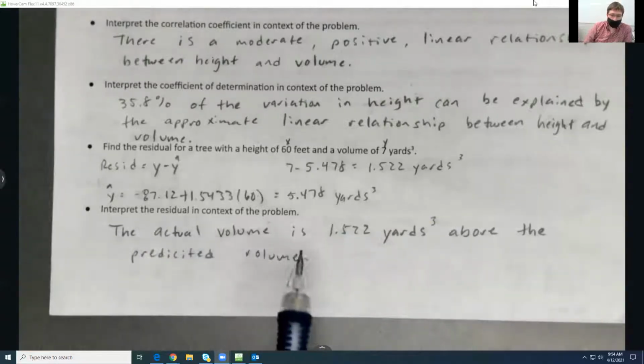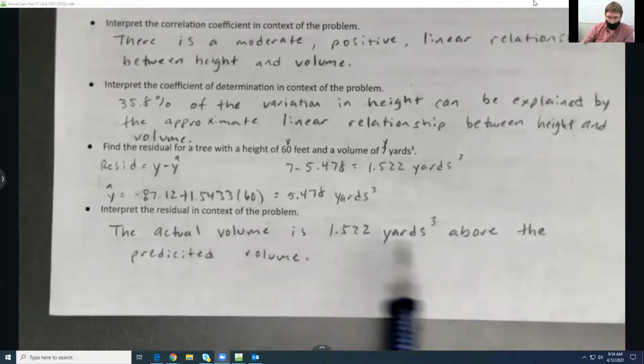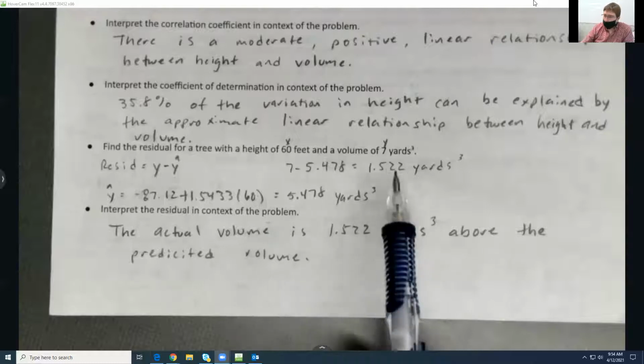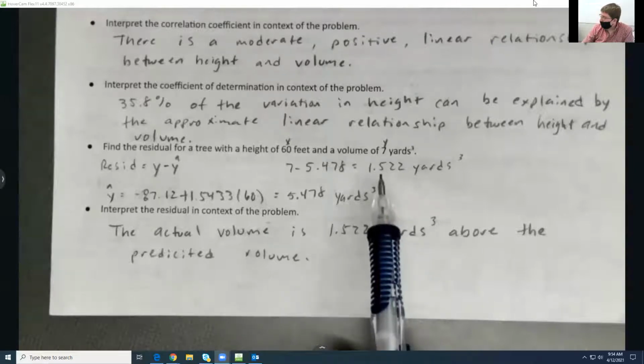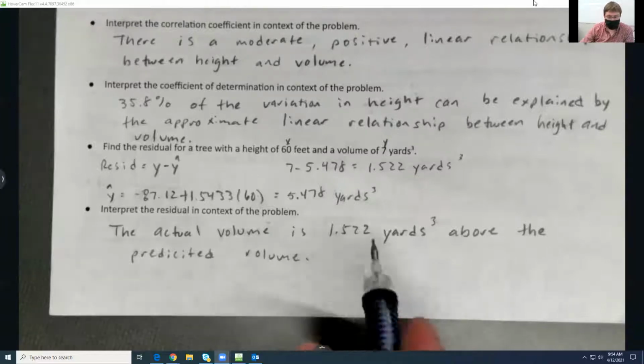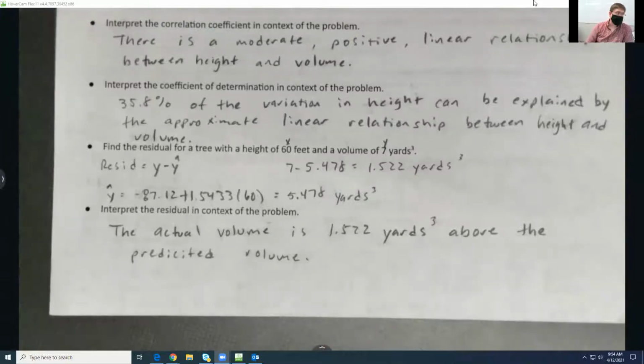The actual volume of the tree was this much more above what I predicted, because I got a positive number. Had I had a negative number, then we would have said the actual volume is that much below the predicted volume. Does that make sense for the above and below?